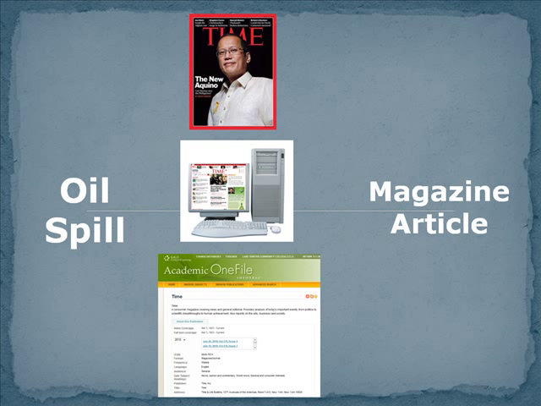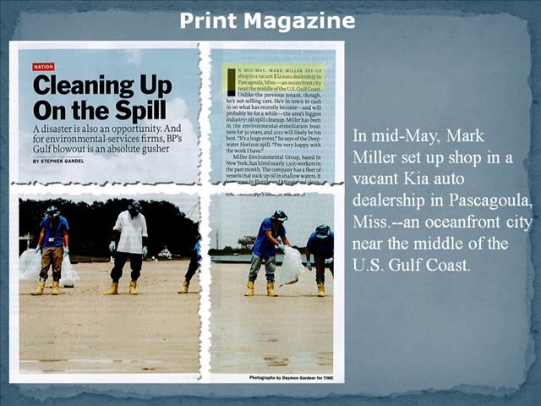Here is a magazine article example. The article in question is about the oil spill in the Gulf of Mexico and appeared in the July 19th issue of Time magazine. It's available through the magazine itself, on the magazine's website, and through a library database available on the web. Here is the article from the paper magazine. The first sentence of the article is highlighted. We've written out the text on the right.